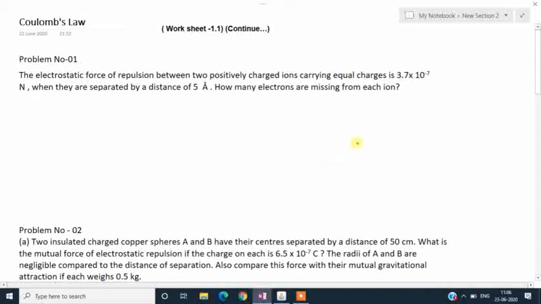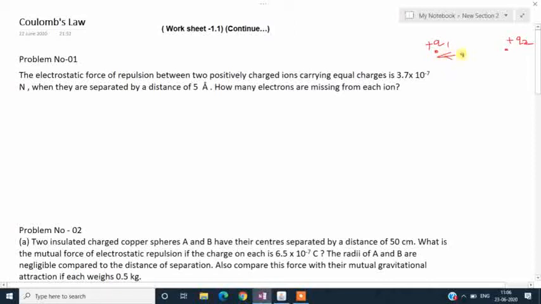Hello students, this is the continuation of worksheet 1.1, and here mainly I have taken the numericals on Coulomb's law. In the theory class we have already discussed what Coulomb's law is. Coulomb's law states that if there are two charges placed, Q1 and Q2, there is always an electrostatic force between them.